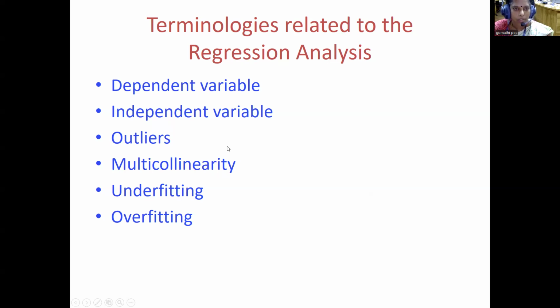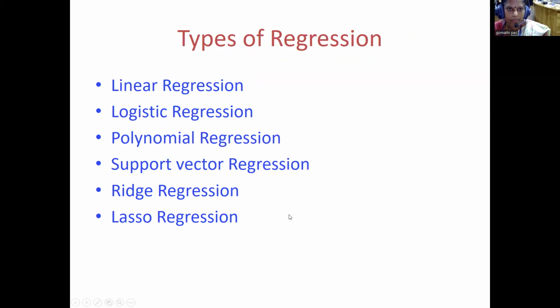Then the next one is outlier. What is an outlier? An outlier is an observation with a very high value or a very low value. Then multicollinearity. What is multicollinearity? Multicollinearity is when more than one independent variable are correlated in a model. For any regression model, more than one independent variable are correlated. Then underfitting. Underfitting means the model does not work well for the training data set. If the model does not work well for testing data, that is called overfitting.